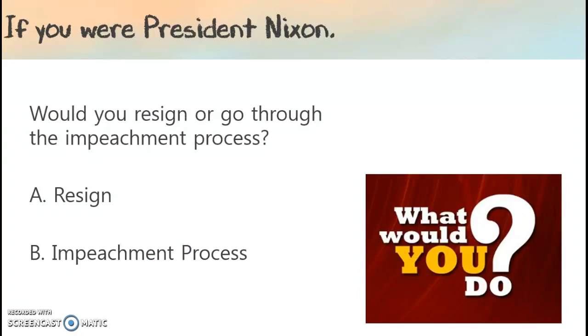So if you were President Nixon, and I know we haven't talked in a lot of detail about what the crime was. It was very, very complicated. But let's say you're caught doing something wrong and you're going to get impeached. Would you resign or would you wait and go through the process of impeachment? Think about that. What would you do? You could discuss this with your learning coach at home. There's really no right or wrong answer. It's just something to think about.